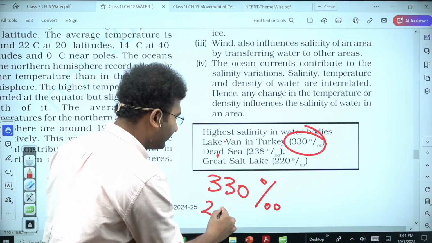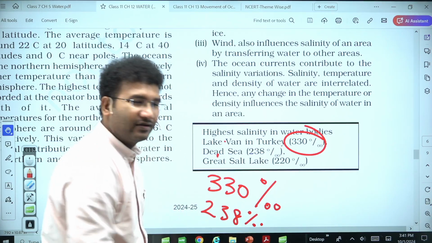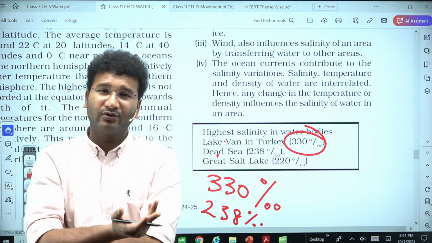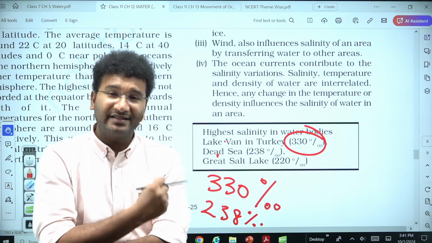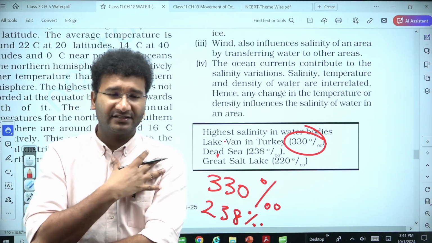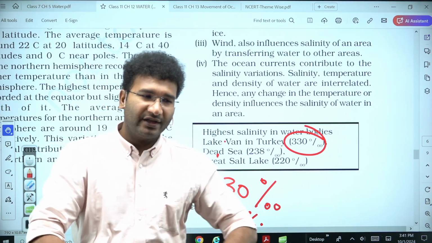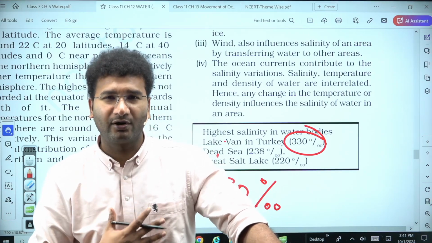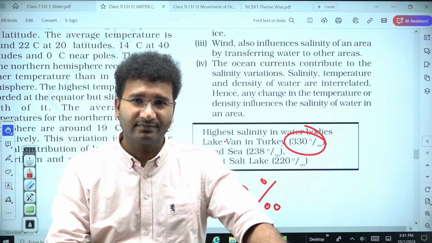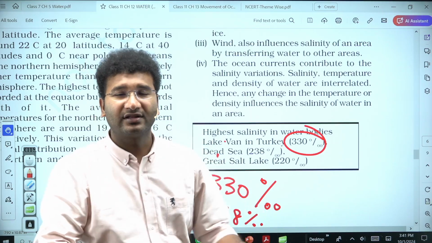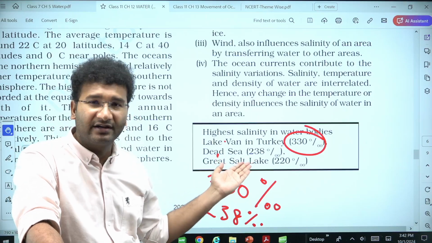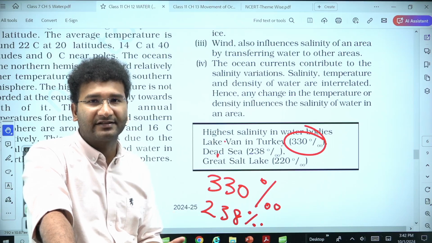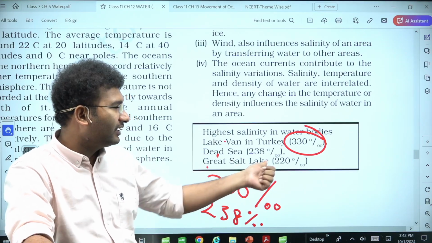It is 238. Now, you might have heard that if you swim in the Dead Sea, you are going to float. But why are you going to float? It is because the density of this particular water is very high. Your body has a density. If you jump into a liquid where the density of that water is more than the density of your body, you will definitely float. So in the sea water having a salinity of 238, you will not sink because you will be lighter than the water. The water is denser there. Likewise, the Great Salt Lake, 220.